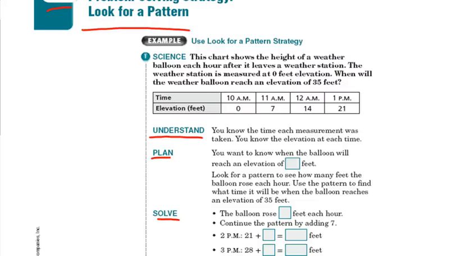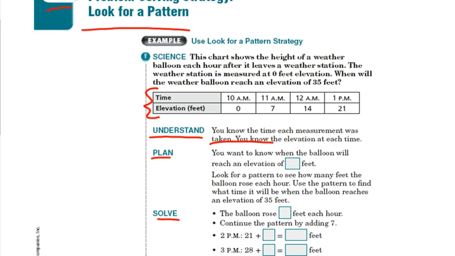So 1, science. The chart shows the height of a weather balloon each hour after it leaves a weather station. The weather station is measured at 0 feet elevation. When will the weather balloon reach an elevation of 35 feet? So you look at this chart here. That's what they're talking about. You know the time each measurement was taken and you know the elevation at each time.